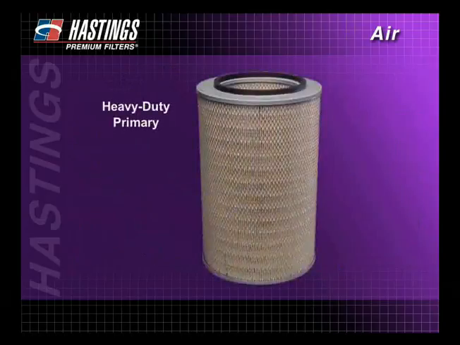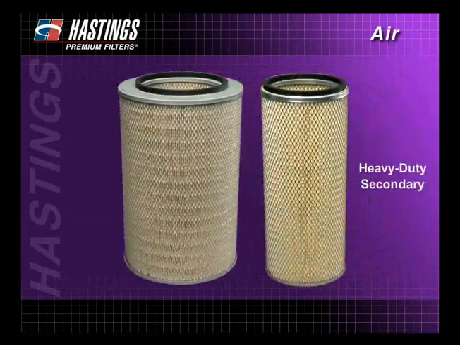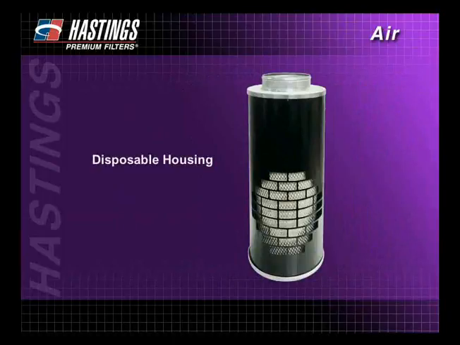There are several types of heavy-duty air filters. Heavy-duty filters include primary filters, which usually have metal ends and are available in both standard and long-life models. Heavy-duty secondary filters, which are used to seal out dirt while the primary filter is being serviced. Disposable housing filters, which are designed with both the filter and housing in one unit and are easy to replace.